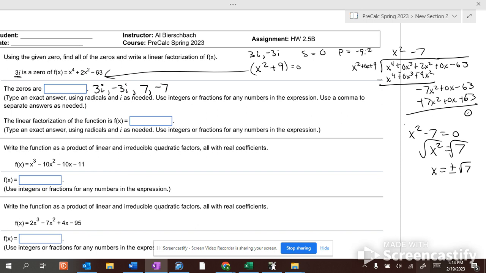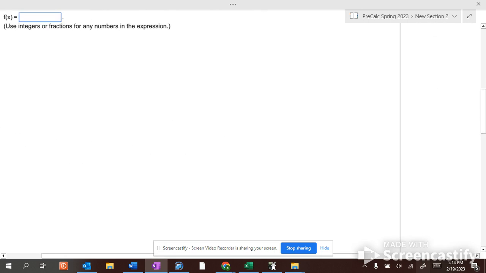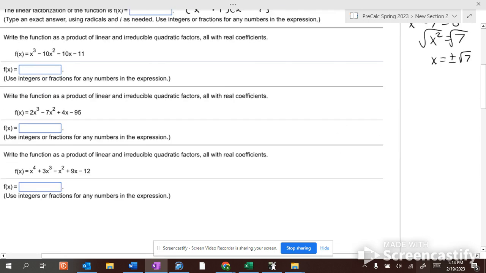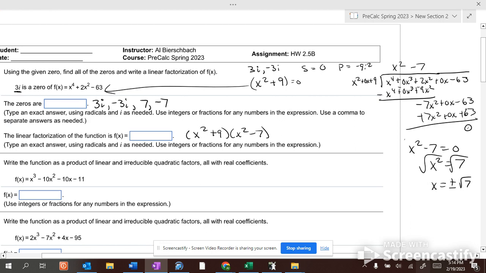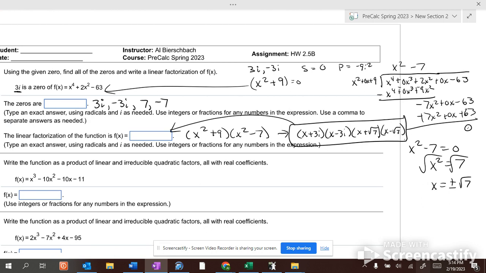The linear factorization of this, I think what they want is the x squared plus 9 times x squared minus 7. Let me see. Oh, nope. They want it even further. They want x plus 3i times x minus 3i times x plus square root of 7 times x minus square root of 7. This is the answer that goes into that box.